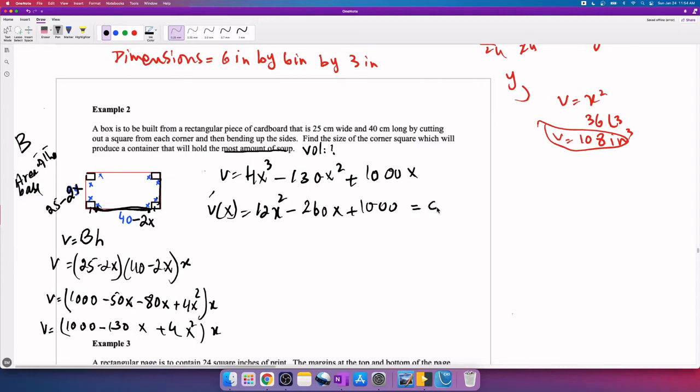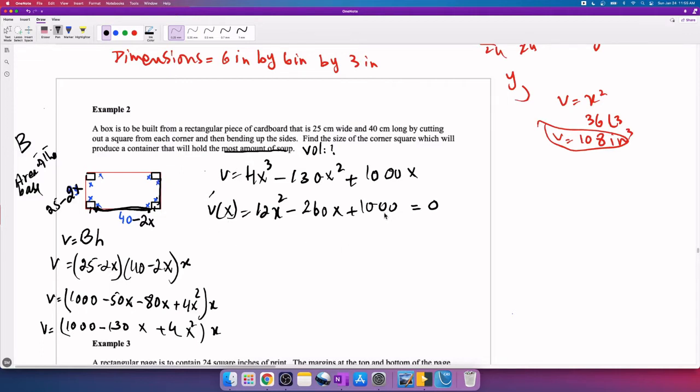Now we're going to make this equal to 0 since they are asking for the size of the square corner which will produce a container. So I need the x value actually. What is my x value? That's the side of the square corner that we cut out. So I'm going to make x by itself.